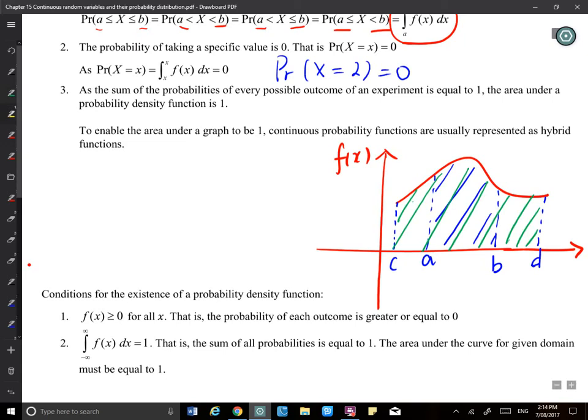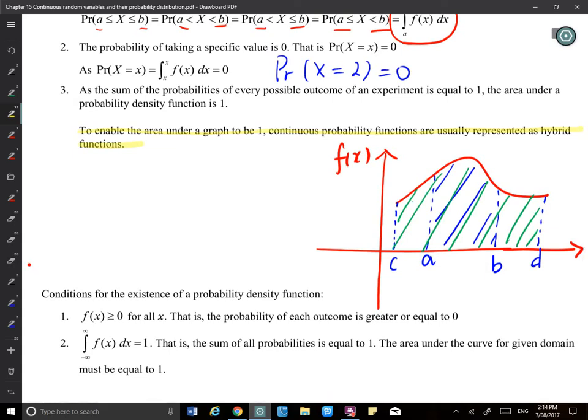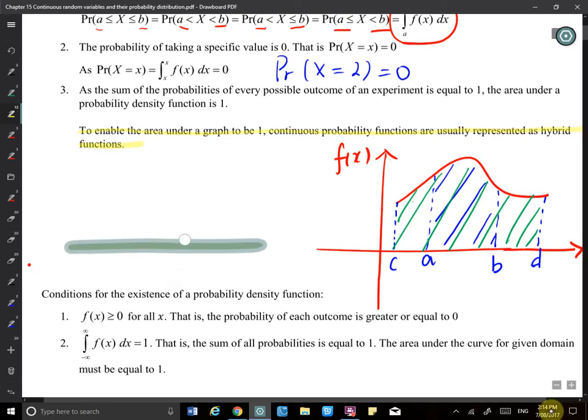Okay, very important thing here. To enable the area under a graph to be 1, continuous probability functions are usually represented by a hybrid function. Why a hybrid function? Let's think about that. For example, y equals x squared. That's a density function.